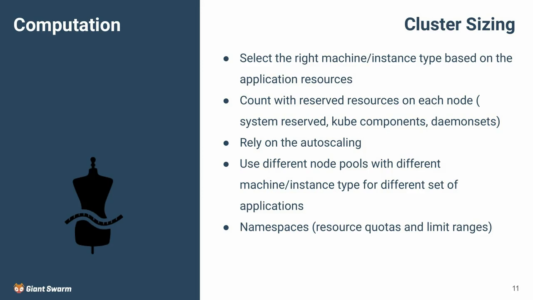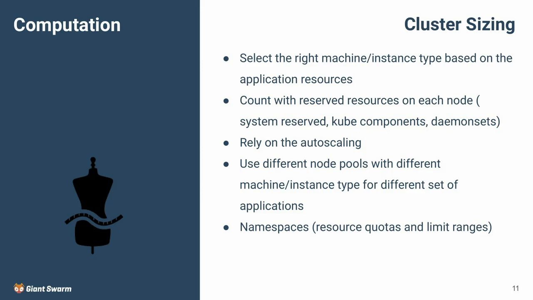Also, another thing to consider is you don't have to use a unique node pool and a unique instance type. You can define different node pools that will contain different instance types based on the type of applications, right? So you have applications that are CPU bound or memory bound, or they need GPUs or huge pages. You can create different node pools, and you can schedule your applications in different node pools. So you really map ideally the available resources to the profile of your applications.